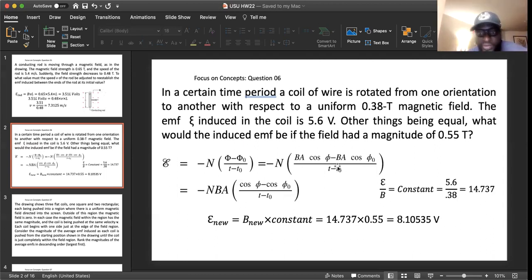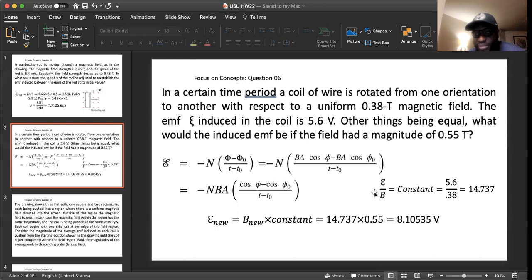So I'm just working with this formula. We are not given psi, we are not given A, but we are keeping all those constant. So the only things we are changing are the induced EMF and the B field. So we have an old EMF given, 5.6 volts, and the old magnetic field that gave that EMF is 0.38. So from there we get the constant. Now we are going to get a new induced EMF given a new B field. So what is the new induced EMF if we change the B field to 0.55?